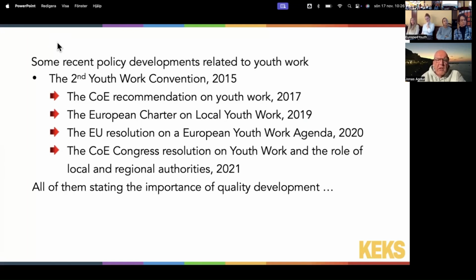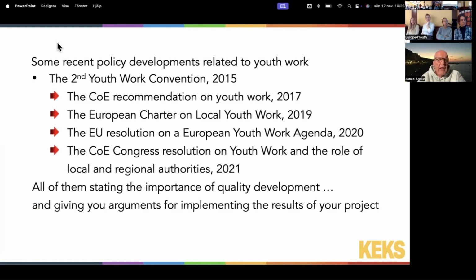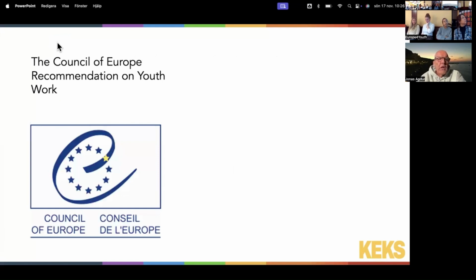All of them stating the importance of quality development, of course, and giving you arguments for implementing the results of your projects as well. So let's have a brief look at these various documents, and I will start with the Council of Europe recommendation on youth work that, as I said, came in 2017.